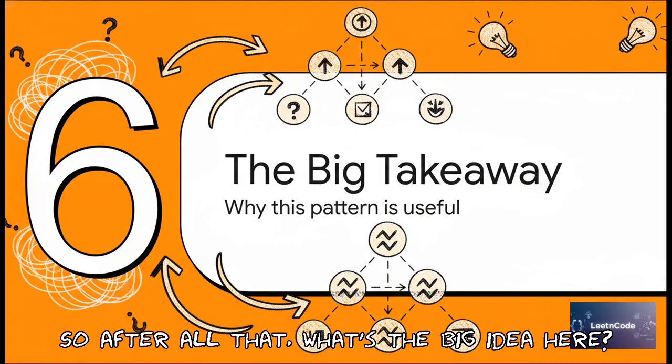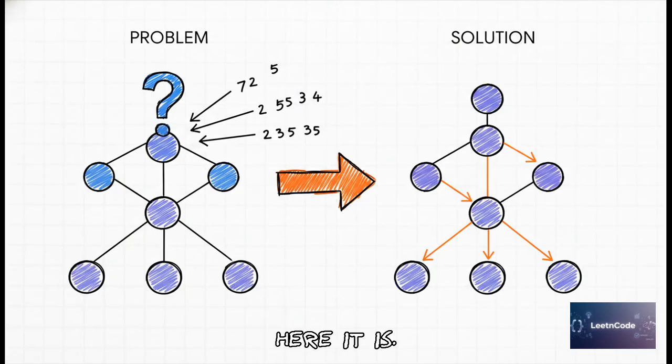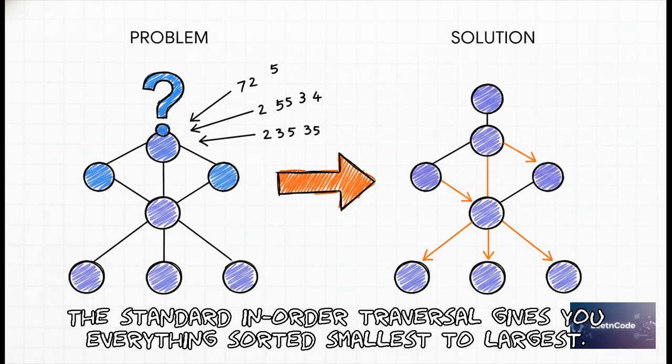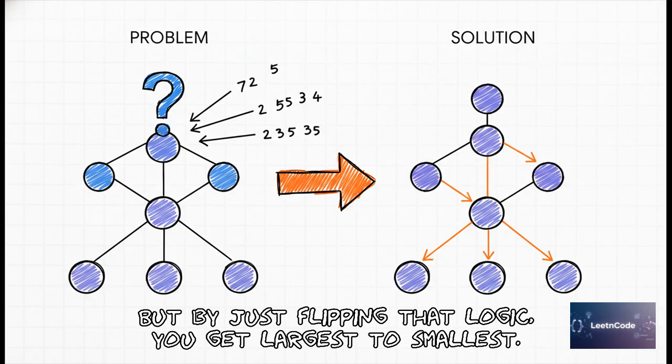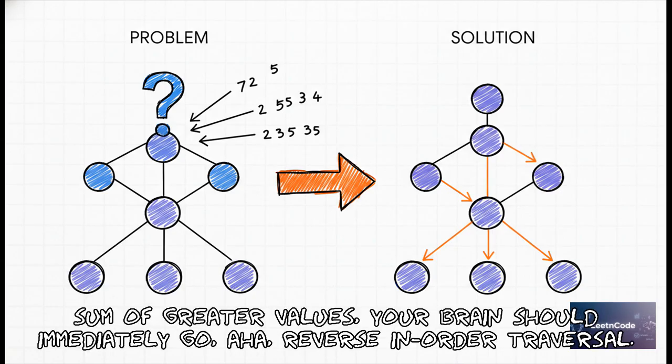So after all that, what's the big idea here? What's the main takeaway that you should tuck away in your problem-solving toolkit? Here it is. The real key is that a binary search tree can be traversed in different useful ways. The standard in-order traversal gives you everything sorted smallest to largest. But by just flipping that logic, you get largest to smallest. So anytime you're faced with a BST problem that involves a running total or a cumulative sum of greater values, your brain should immediately go, aha, reverse in-order traversal.